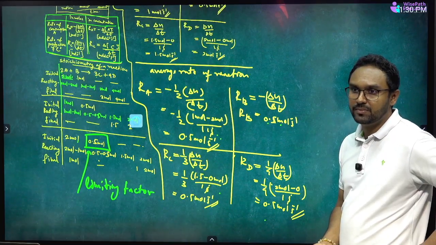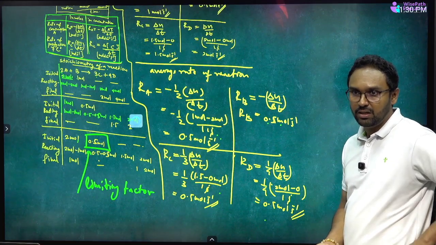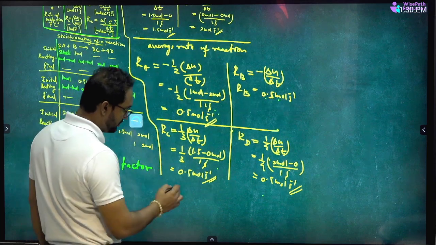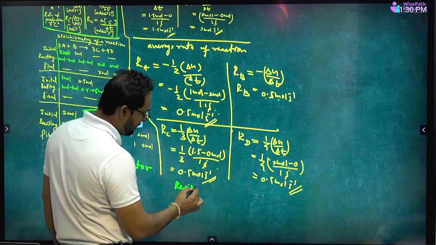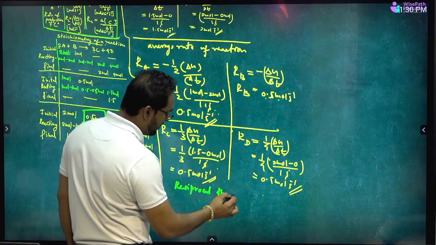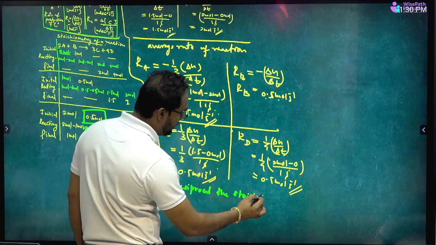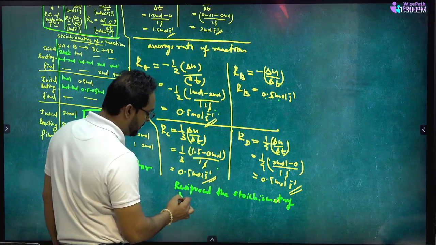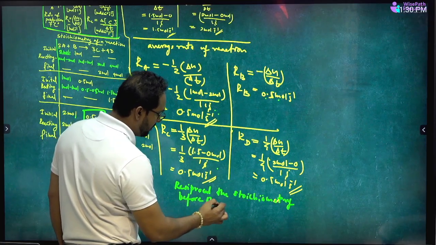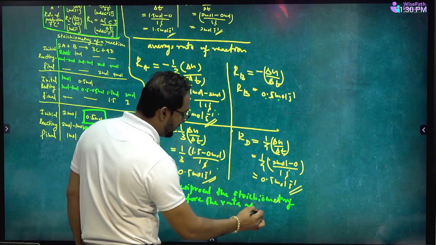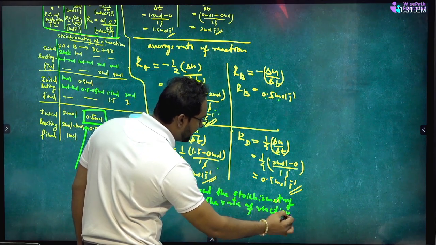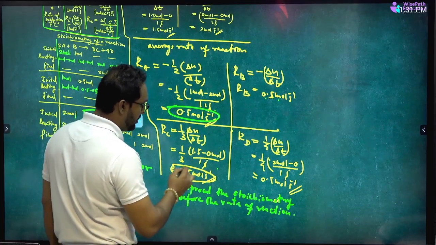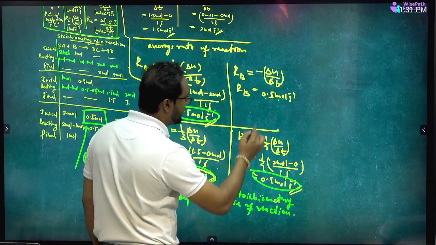Reciprocal the stoichiometry before the rate of reaction. Shall we write that as well? Reciprocal the stoichiometry before the rate of reaction, and it gives a what? Common rate of reaction for all.